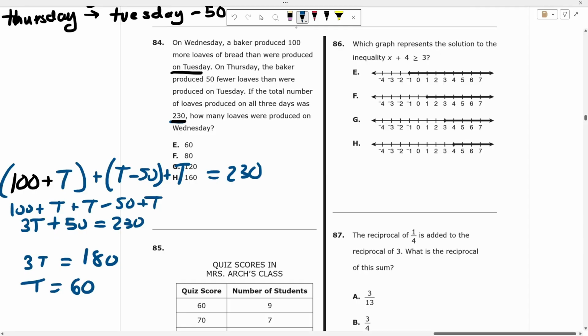This should be plus, right? Because 100 minus 50 is not negative 50, it's going to be positive 50. And you subtract 50 on both sides, and you get 180. So t is equal to 60. There's 60 loaves here on Tuesday.